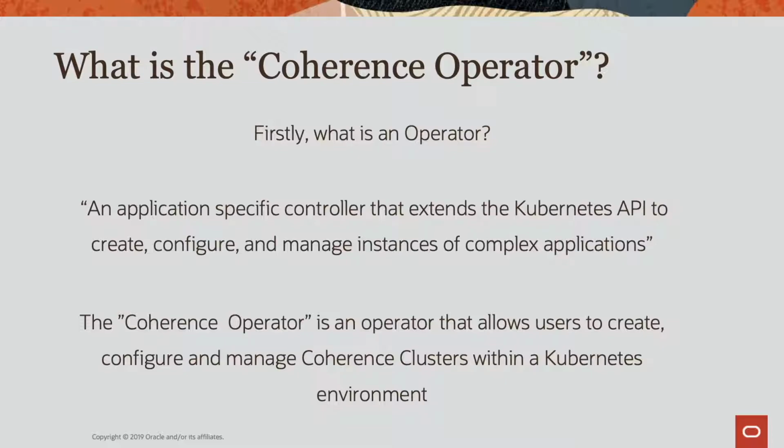What is the Coherence Operator? Firstly, what is an operator? An application-specific controller that extends the Kubernetes API to create, configure, and manage instances of complex applications. The Coherence operator is an operator that allows users to create, configure, and manage Coherence clusters within a Kubernetes environment.